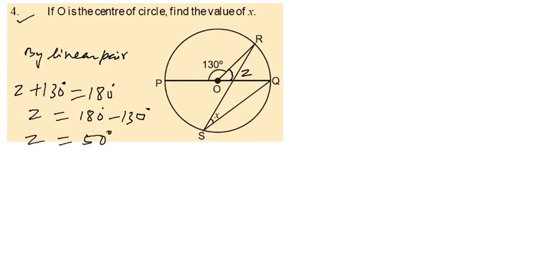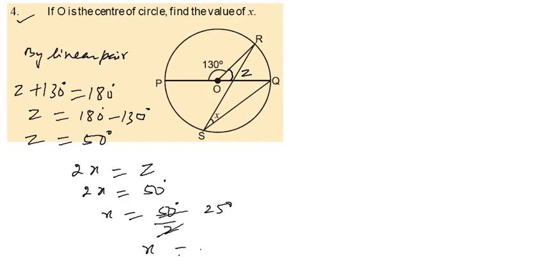As you know, the angle formed at the center is double of the circumference. So double of X is equal to Z. Put the value of Z. So 2X equal to 50 degree. So X equal to 50 degree divided by 2, 2 twos are 4, 25. So X will be equal to 25 degree and that is your answer. So you can do very well.